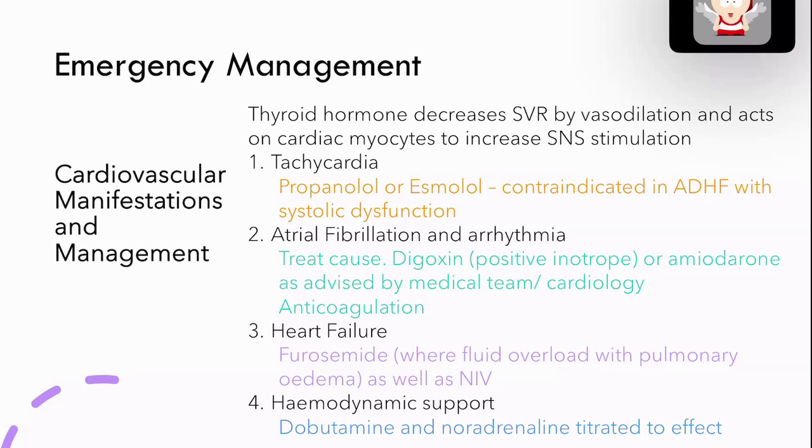Our arrhythmias, atrial fibrillation, etc., again, treat the cause first. However, antiarrhythmics can be considered. I would suggest for more junior staff to rather consult and be advised by the medical team, cardiology, or the consultant on the floor. Some of the suggested drugs are digoxin, again, a scary drug at times to use, which is a positive inotrope as well, or amiodarone, which some might think is quite an interesting drug to use, because it itself has iodine in it.